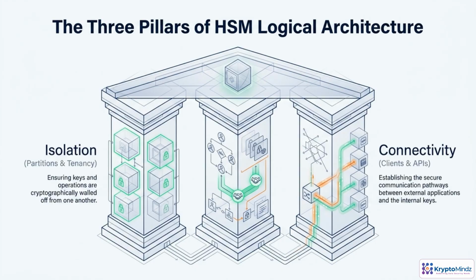Logically, there are three big ideas to keep in mind. First, isolation. Every key and every operation lives in its own cryptographic room, so one tenant or app can't touch another's material, even accidentally. Second, control. Who can log in, which roles they have, and exactly what each role is allowed to do. Third, connectivity. The secure API path between your applications and those protected keys. Designs that get these three pillars right are much easier to scale, operate, and certify.